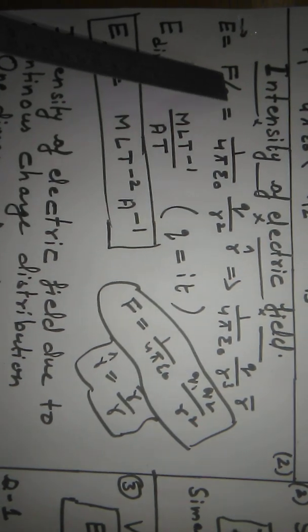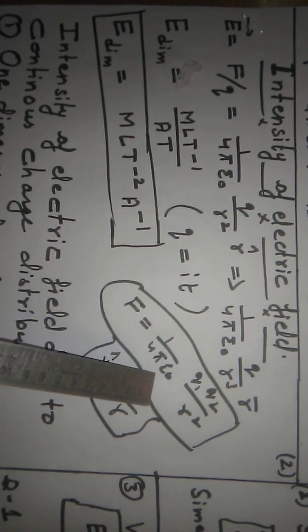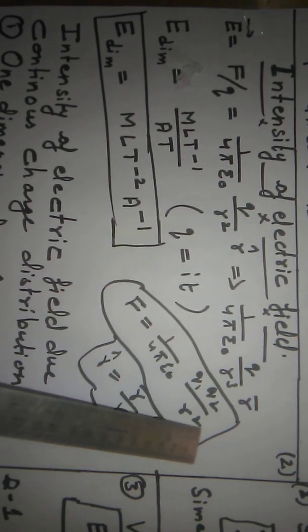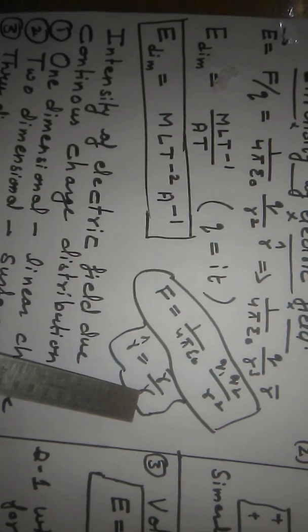Putting the value of F, we know that F equals 1 upon 4 pi epsilon 0 q1 q2 upon r square. This is given by Coulomb's law. So we have put the value, and after calculating, we get this result. We also know that r cap equals vector r upon r. Solving this, we get this as a result.